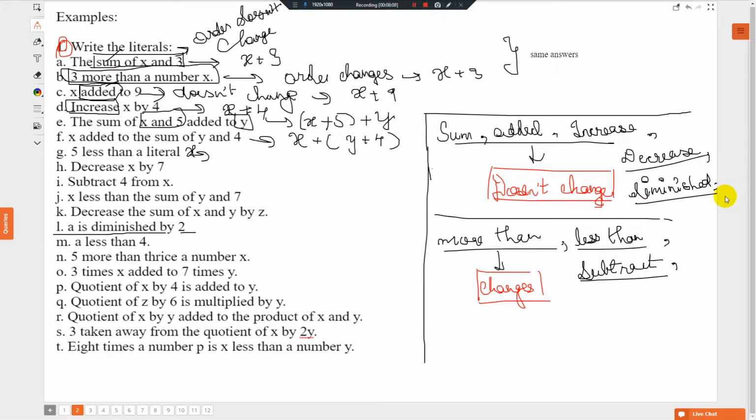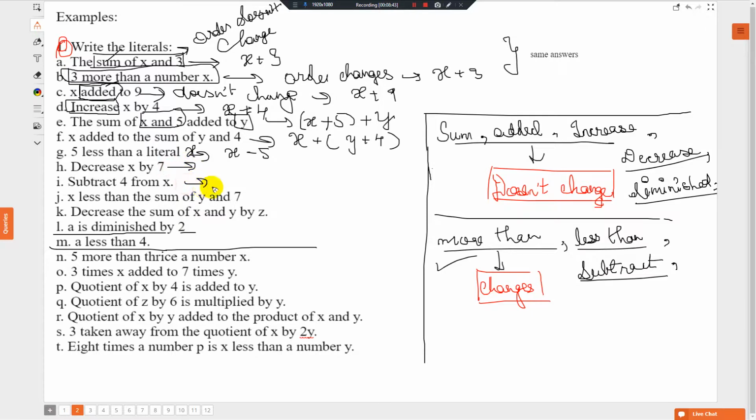Now, a less than 4, the order changes, right? So in subtraction also we have done till here. Here, when they have given 5 less than a literal x, less than comes in which column? Change column. So in that case we should change. Yes. So the answer will be x minus 5.